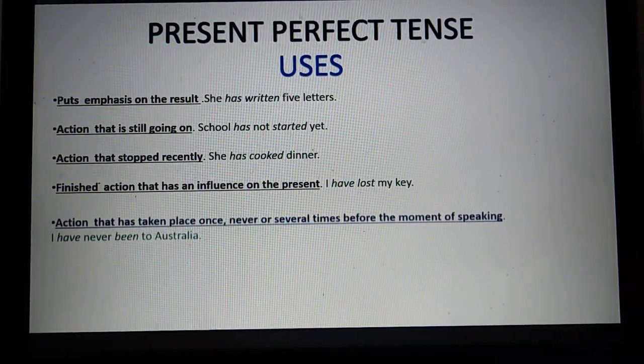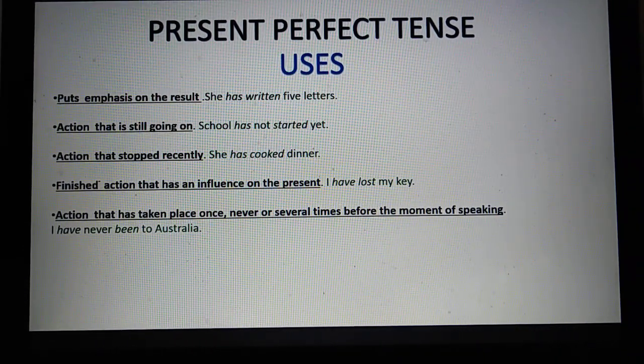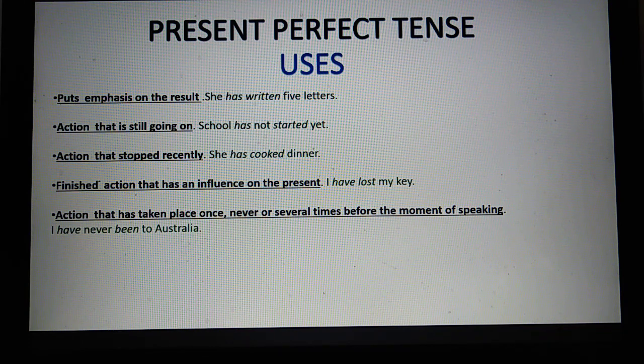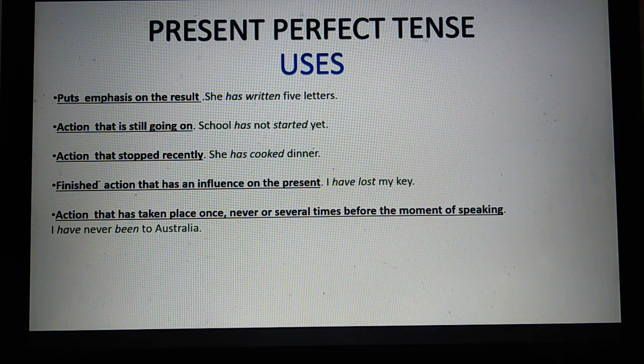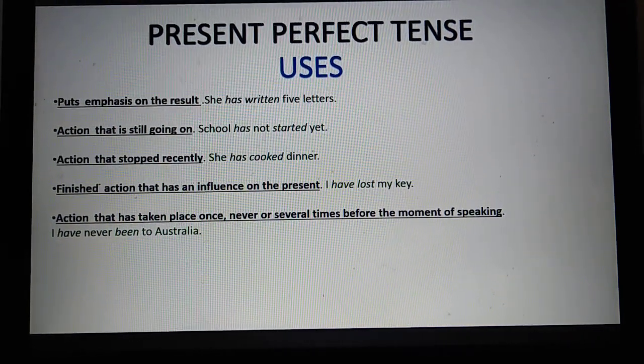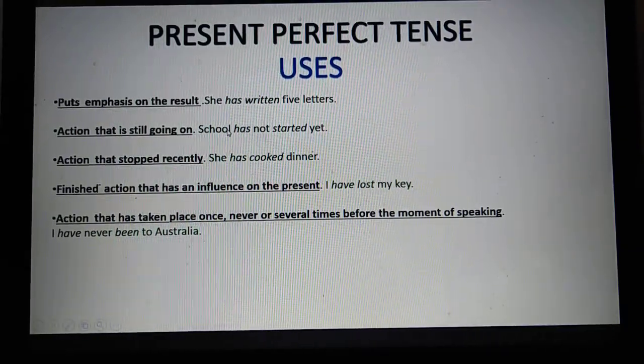Then we have an action that has taken place once, just once, never, or several times before the moment of speaking. Example, I have never been to Australia. So this action of being to Australia has never happened. Or I have visited Australia many times, which means several times before the moment of speaking. So these are the uses of present perfect.